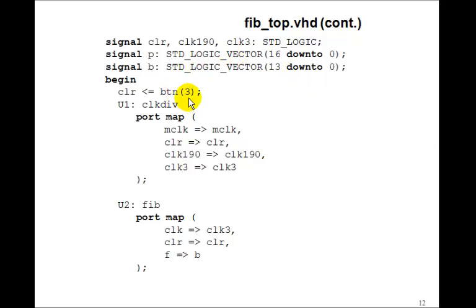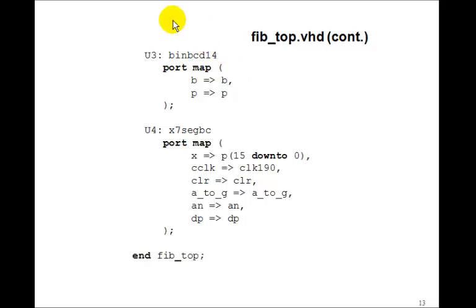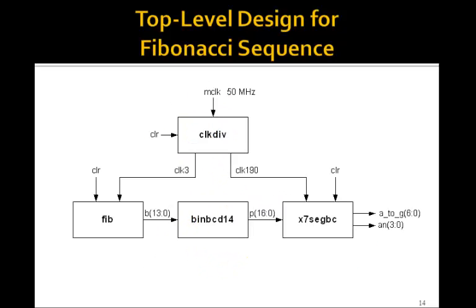Then clear will be button 3, and then we just port map clock div in the usual way. Port map fib, clock goes to clock 3, F goes to B. Here's binary BCD, port map B to B, P to P, and the X7 seg BC. So you can download this top-level design to your FPGA board, and when you run it, the Fibonacci sequence should be displayed on the 7-segment display.